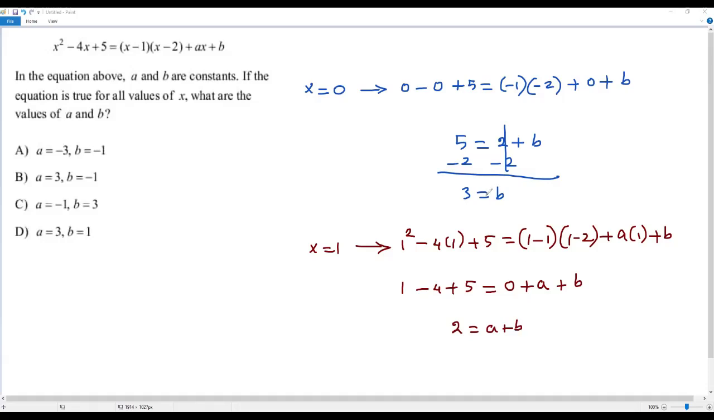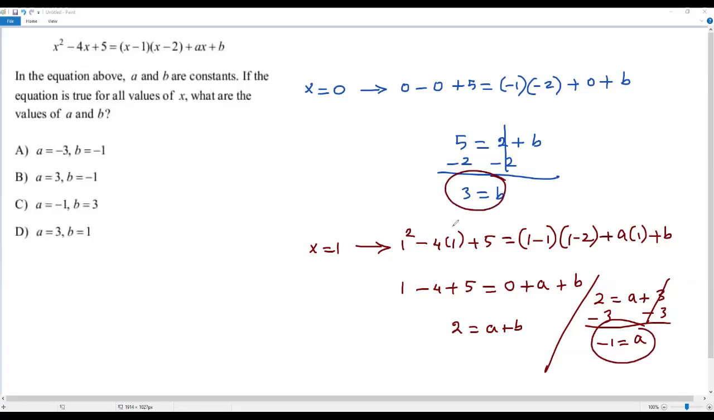Already we have the value of b, that is b = 3. We can plug in 3 for b over here, then I'm getting 2 = a + 3. To solve for a, we have to get rid of this positive 3. For that, I subtract 3 from both sides. The 3 and −3 cancel out. Combining 2 and −3, I'm getting −1. On the right side, we have a. Now I got the value of a: a = −1. Already I got the value of b: b = 3.